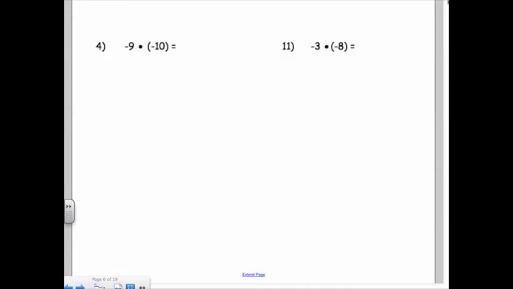So in this problem, it's -9 times -10. First, I do 9 times 10, which is 90. Then I ask myself, are signs the same or different? In this case, because they're both negative, they're the same.